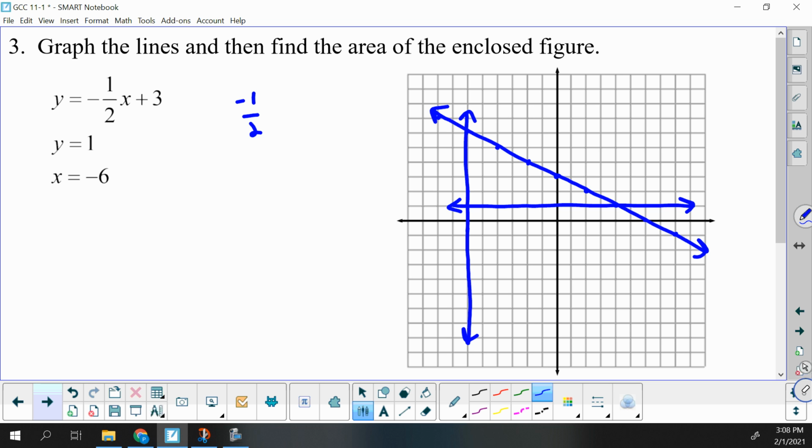Well, those 3 lines create an enclosed triangle, this triangle here. So we again are going to do 1/2 base times height. If we count, our height is 5, our base is 10, so we'll do 1/2 10 times 5. Half of 10 is 5, and then 5 times 5 is 25, so we'll have 25 units squared. And again, it's units squared because we have an area.